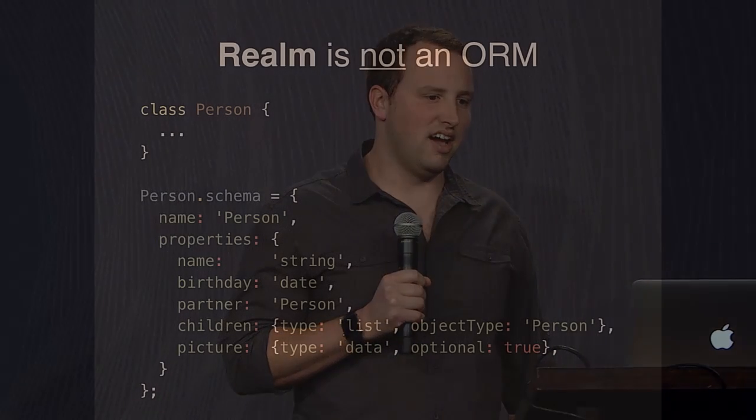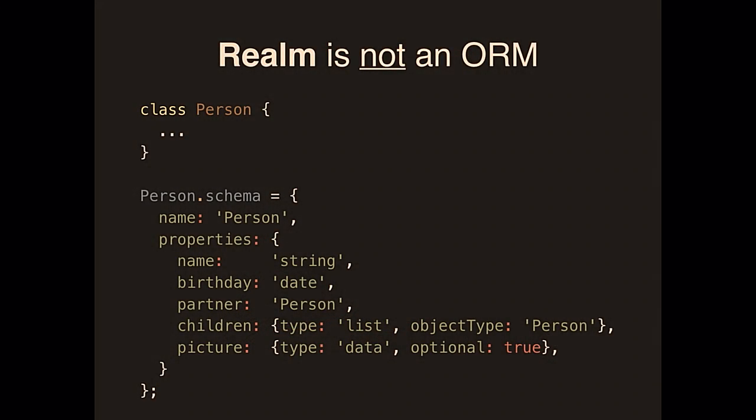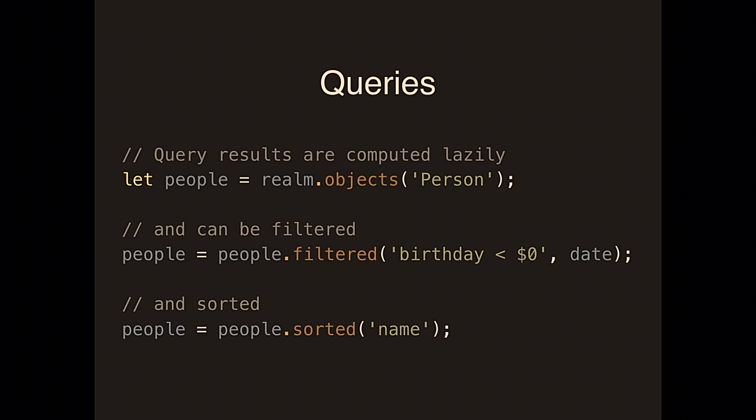Realm is not an ORM. We're not built on top of SQLite. We're actually built from the ground up. The database is designed for mobile applications and for the objects and object relationships that you typically need in building mobile applications. This is just what defining a schema for a certain object would look like in JavaScript. So we have object references, lists of objects. You can have bunches of primitive types in there, even raw data as array buffers. So lots of powerful features.